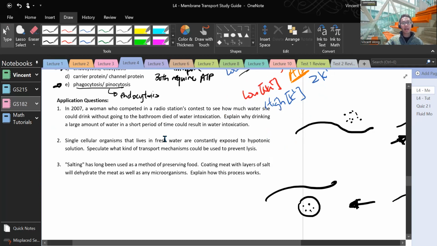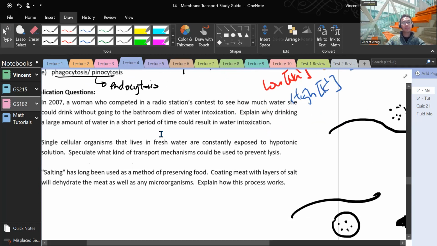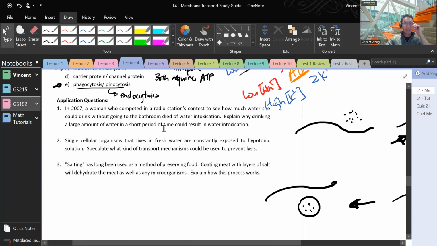Perfect. Okay, let's try these application questions. In 2007, a woman who competed in a radio station contest to see how much water she could drink without going to the bathroom died of water intoxication. This was an actual thing that happened. You can look it up. Explain why drinking a large amount of water in a short period of time could result in water intoxication.